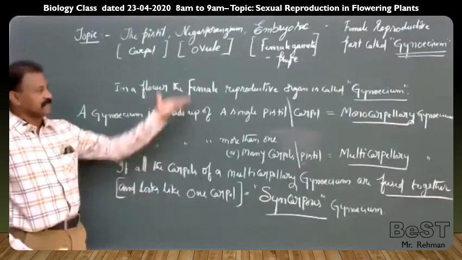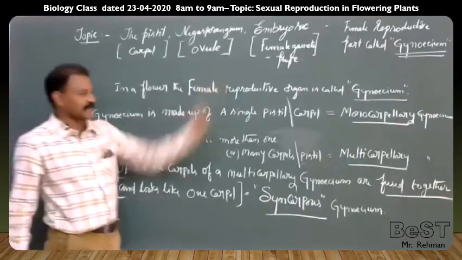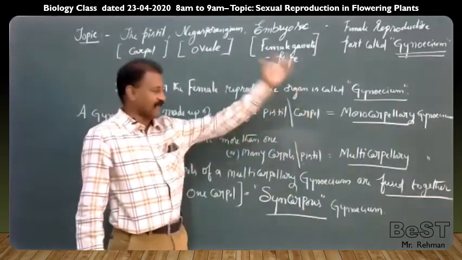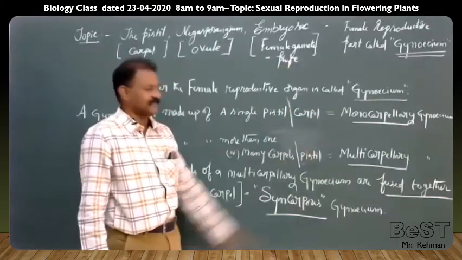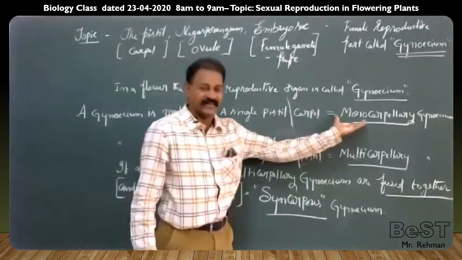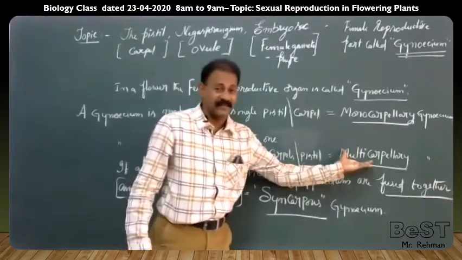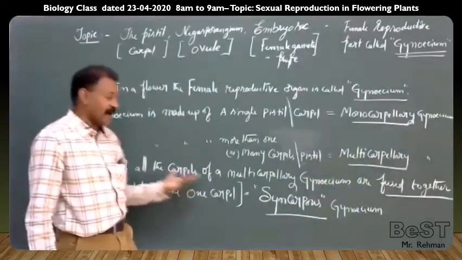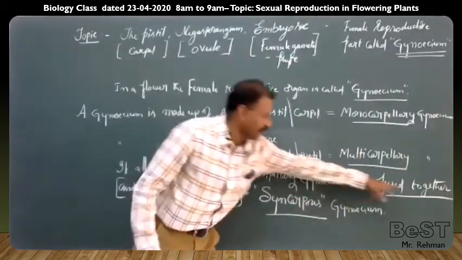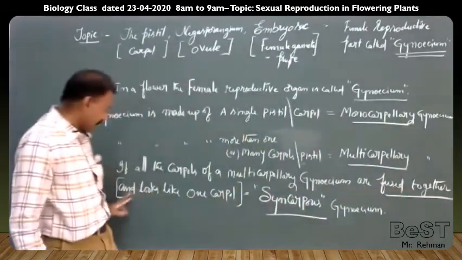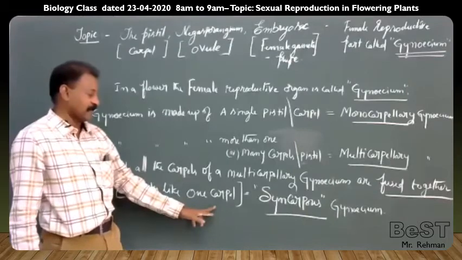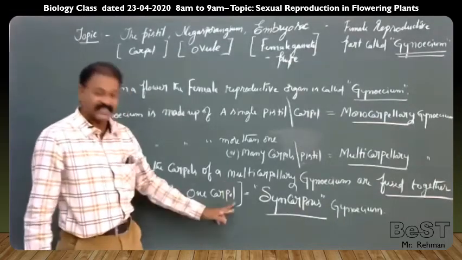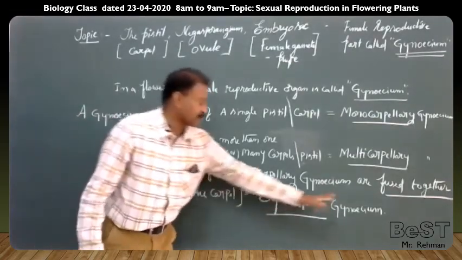So again, gynoecium is the female reproductive part. It may have a single carpel or many carpels. If single carpel, monocarpellary, if many carpels, multicarpellary. When many carpels are there, if all the carpels of that gynoecium are fused together and appear like one carpel, such condition or such gynoecium is called syncarpous gynoecium.